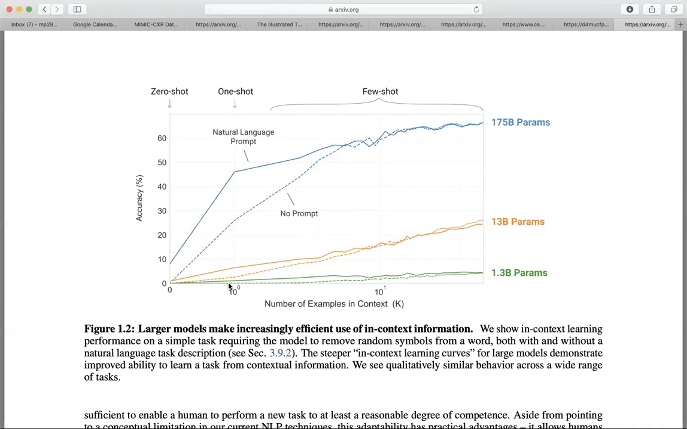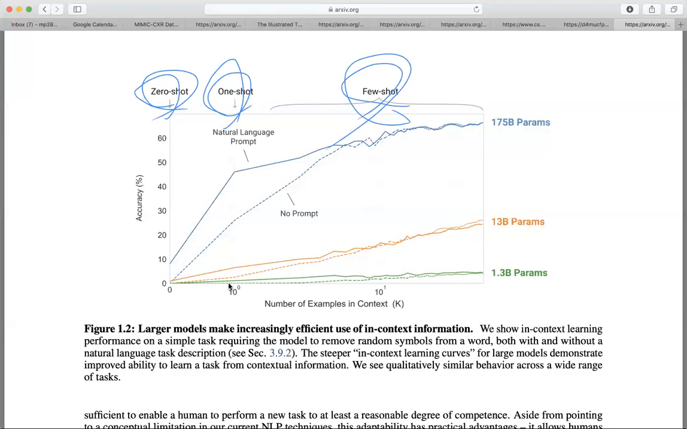So they distinguish between the zero-shot environment, the one-shot environment, and the few-shot environment. A few-shot environment is when, for example, in translation, they give several English-French pairs, maybe 3 pairs or 5 pairs or 10 pairs. Zero-shot is giving 0 pairs. One-shot is giving 1 pair. Few-shot is giving at least 5 or 10 pairs.